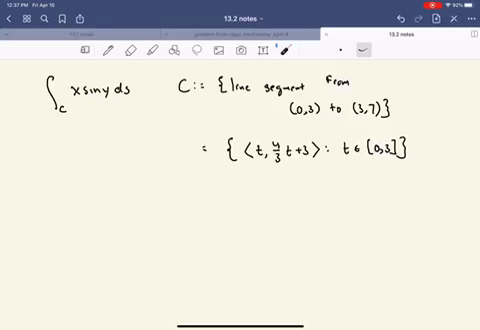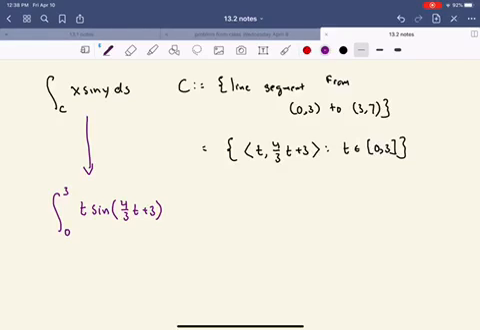Okay, so this integral is going to be from 0 to 3 in t. Our x is t, and we're going to have the sine of y. y is given by this expression, 4/3 t plus 3. ds, remember, is the square root of x prime squared plus y prime squared in this case, because it's two-dimensional, dt.